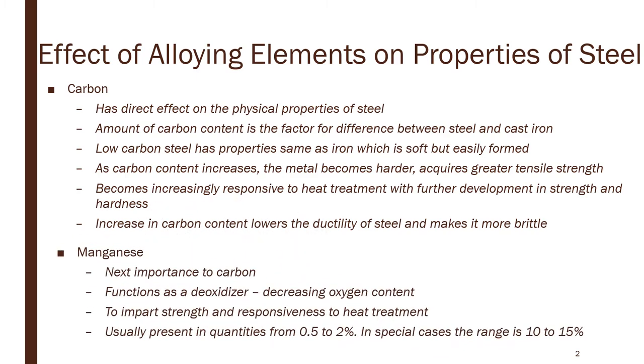Next one, if you add manganese, what happens? That is the next important element after carbon. Its function is both as a deoxidizer and also to impart strength and responsiveness to heat treatment. Manganese is usually present in quantities from 0.5 to 2%, but certainly some steels are made in the range of 10 to 15% depending on the special cases.